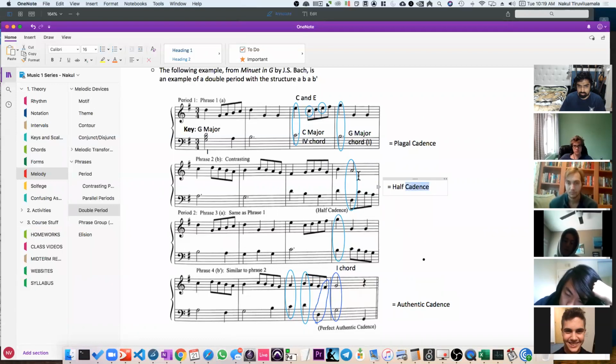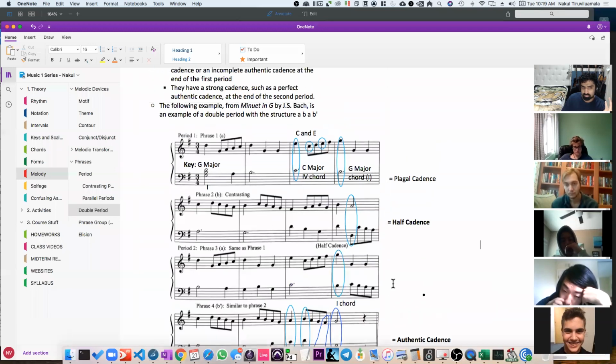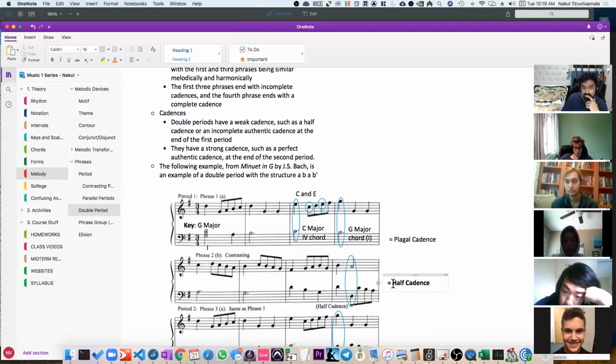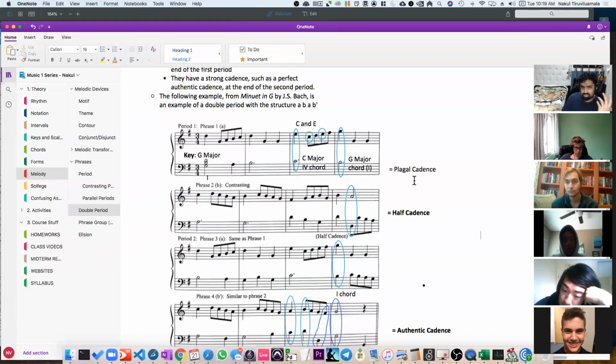So what we really have is we're contrasting this half cadence in the first period with an authentic cadence in the second period. And what you see is the first period is weaker than the second period. So what we actually get is this thing called a double period. But here's the weird thing, okay, guys? This is actually why I got some of the answers wrong.